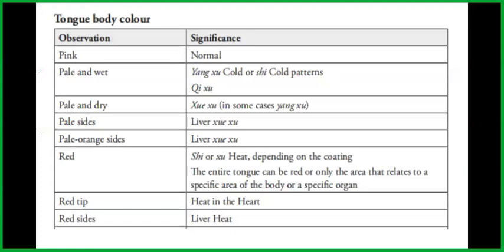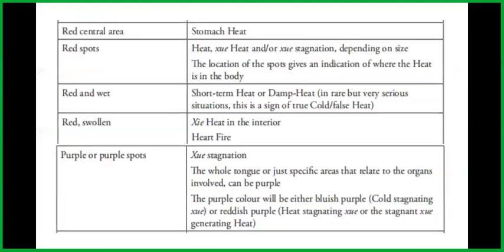Red is excess or deficient heat, depending on the coating. The entire tongue can be red or only the area that relates to a specific area of the body or a specific organ. For red tip, there is heat in the heart. Red sides is liver heat. The red central area usually indicates stomach heat.